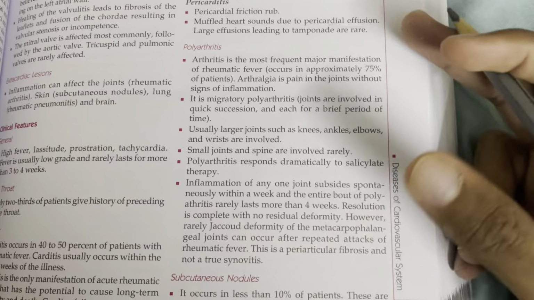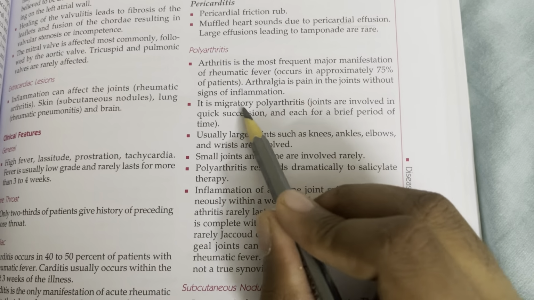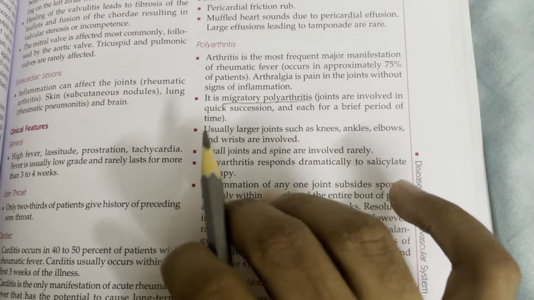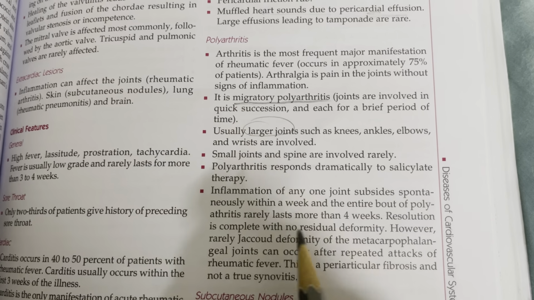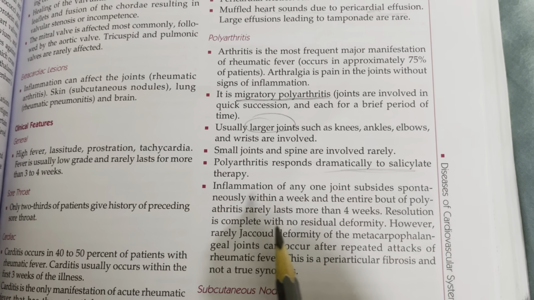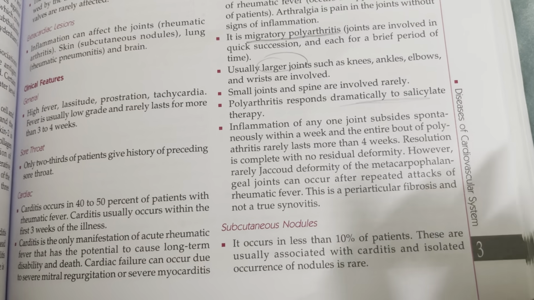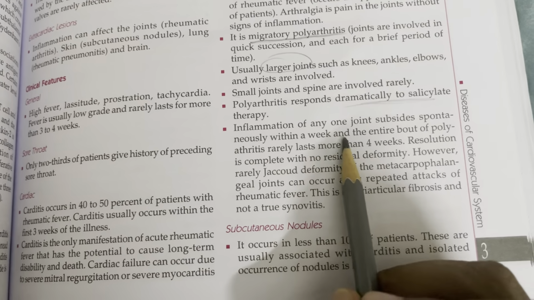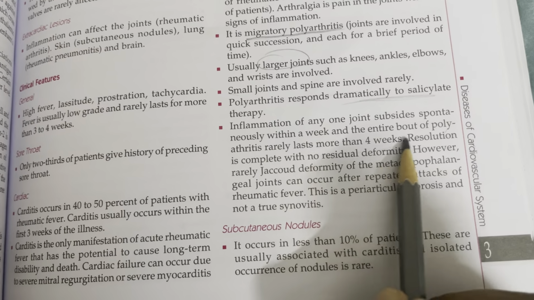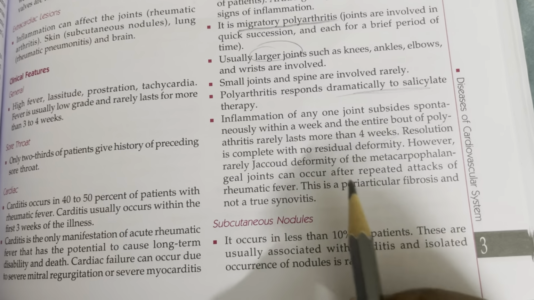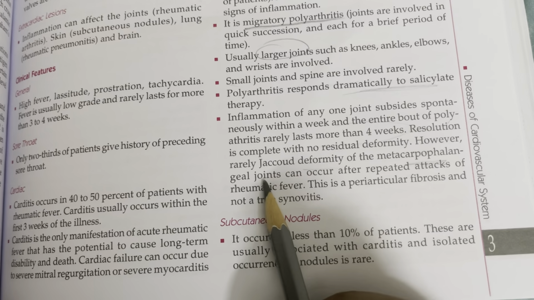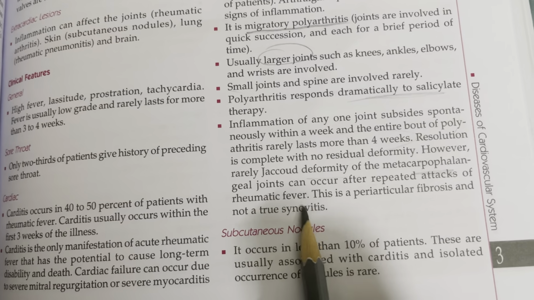Then polyarthritis. It is migratory polyarthritis. Joints are involved in quick succession. Large joints are involved; small joints are rarely involved. It responds dramatically to salicylate therapy. It subsides spontaneously in 1 week, and the entire bout rarely lasts more than 4 weeks. Then rarely, Jaccoud's deformity of the metacarpophalangeal joints can occur after repeated attacks of rheumatic fever.